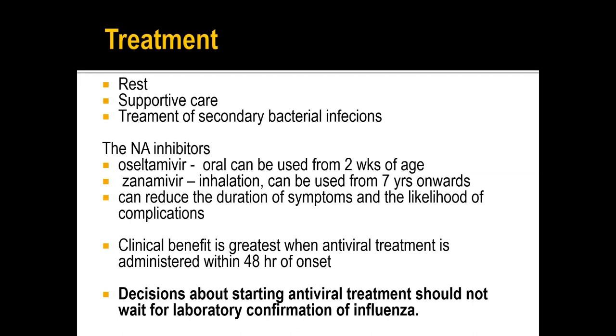Treatment includes rest and supportive care, and treatment of secondary bacterial infections. The neuraminidase inhibitors which are available are oseltamivir and zanamivir. Oseltamivir is an oral drug and can be used from 2 weeks of age, and zanamivir is available as an inhalational form. It can be used from 7 years onwards. It can reduce the duration of symptoms and the likelihood of complications. Clinical benefit is greatest when the antiviral treatment is administered within 48 hours of onset. So that is why we should not wait for the laboratory confirmation before deciding to start antivirals.